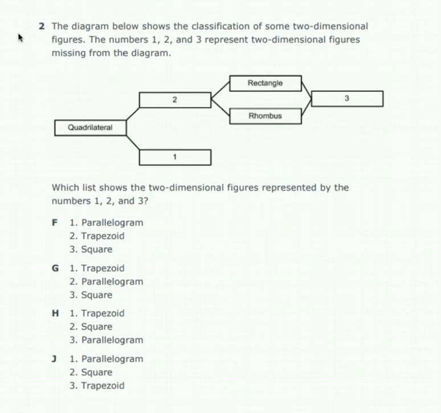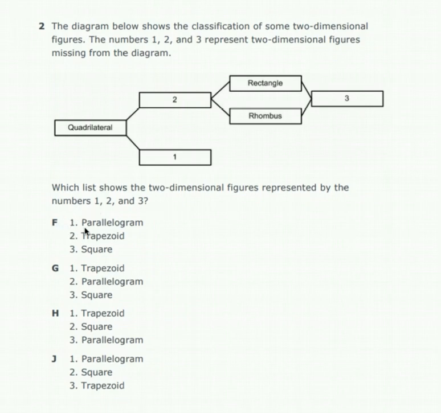Question 2. The diagram below shows the classification of some two-dimensional figures. The numbers 1, 2, and 3 represent two-dimensional figures missing from the diagram. 1, 2, 3. Quadrilateral, rhombus, rectangle. Which list shows the two-dimensional figures represented by the numbers 1, 2, and 3?